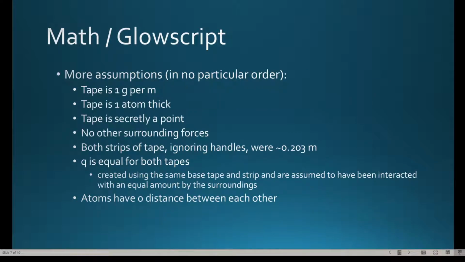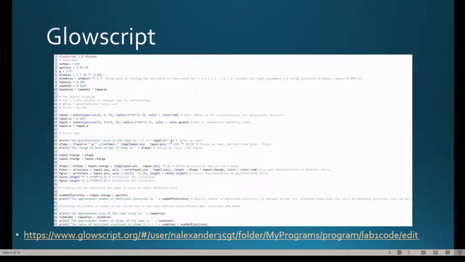Some assumptions before we get into the math and the coding are that the tape is 1 gram per meter, the tape is 1 atom thick, the tape is acting as a point, there are no other surrounding forces, both strips of tape were the same length and have the same charge, and atoms have no distance between each other. Here's a photo of my GlowScript code. You can see the link to the code itself at the bottom. I highly recommend looking at it, as there are many comments going over the math and the code.